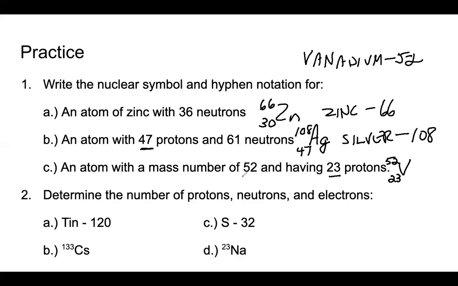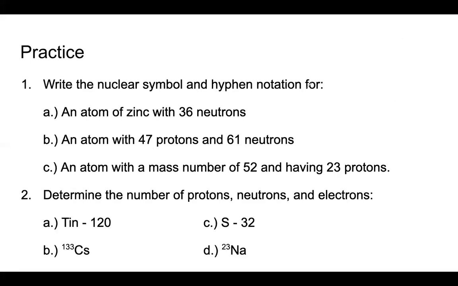Okay, now we'll do our second part, and I'm just gonna erase this so I have room to do the work there. Okay, now we're going to determine the protons, neutrons, and electrons. Just maybe make a little chart here. Protons, neutrons, and electrons. So we're doing tin-120.